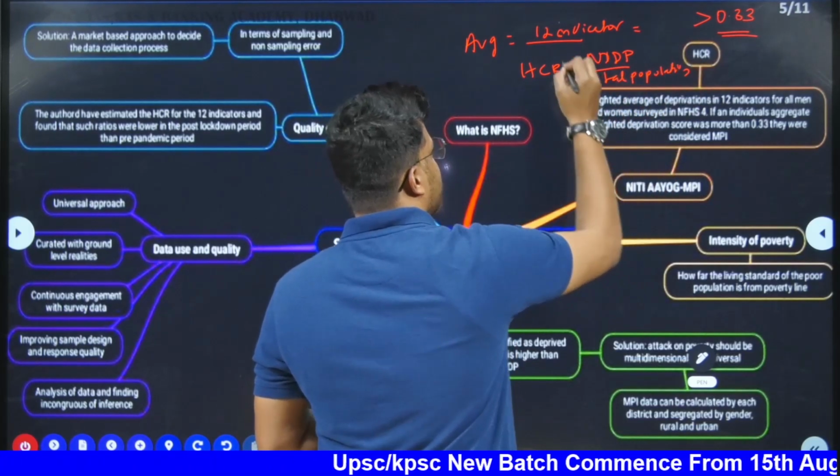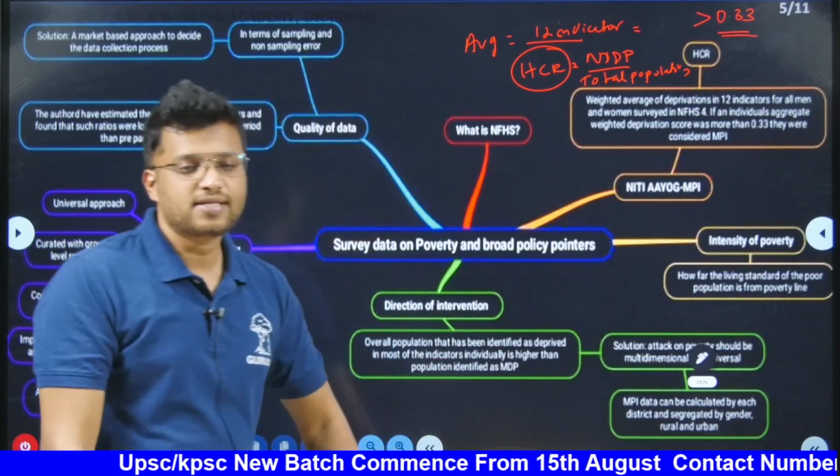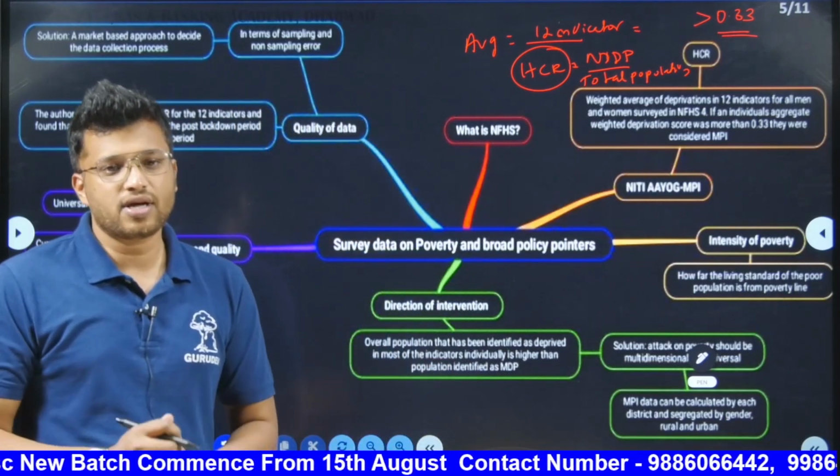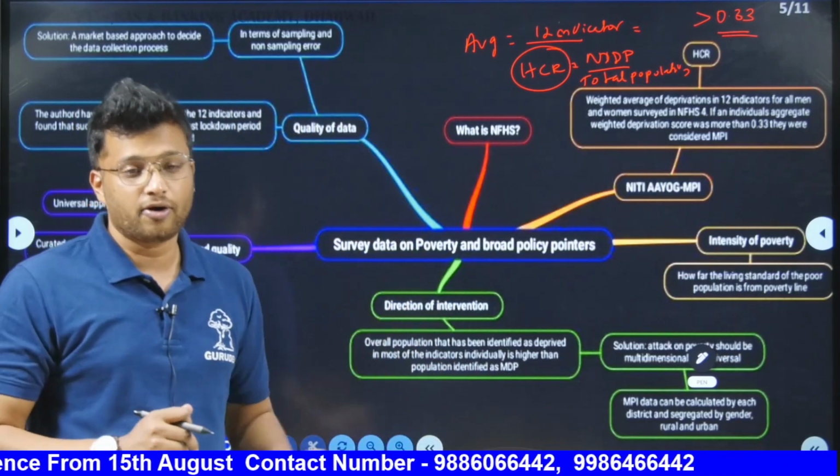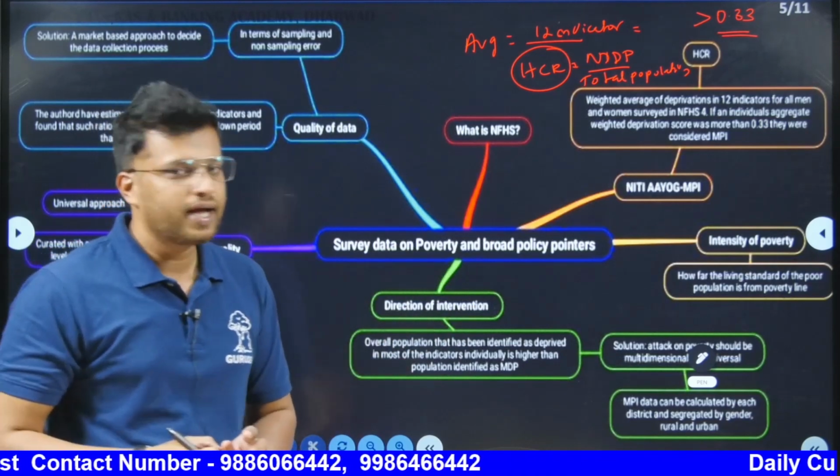So this will give you the head count ratio. This is the poverty line. These are the officially recognized poor that are there in India.